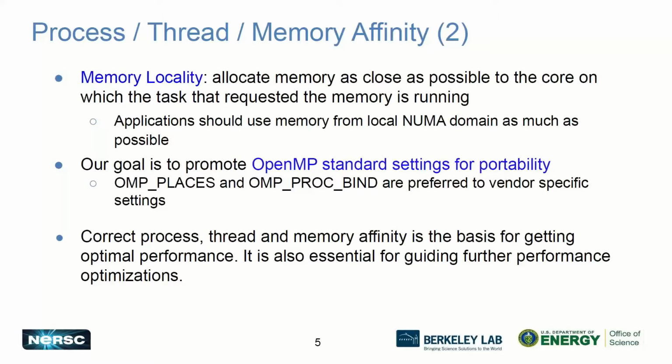So achieving the correct process, thread, and memory affinity is the basis for getting optimal performance. This is also usually low-hanging fruit. This is much easier than having to modify your numerical algorithm in your application, for example. But it's also essential that you get the best possible performance as a baseline, and based on that, you could further optimize and compare with this performance.